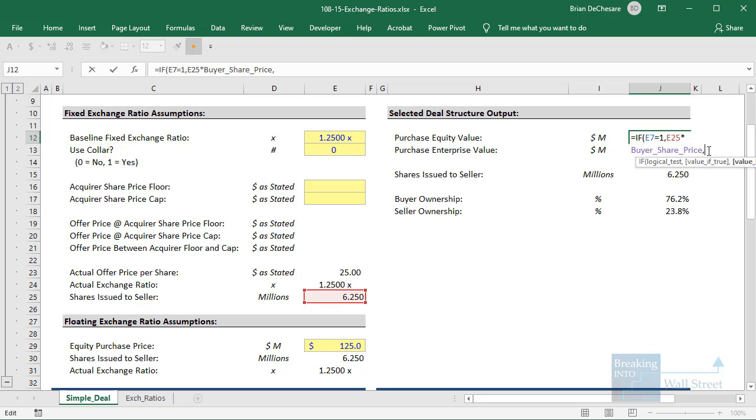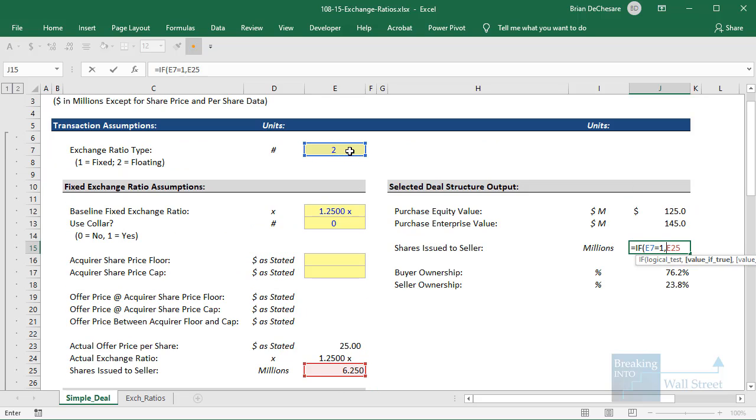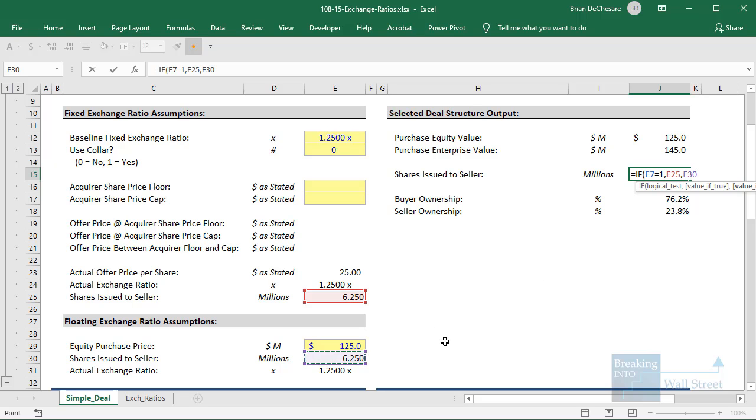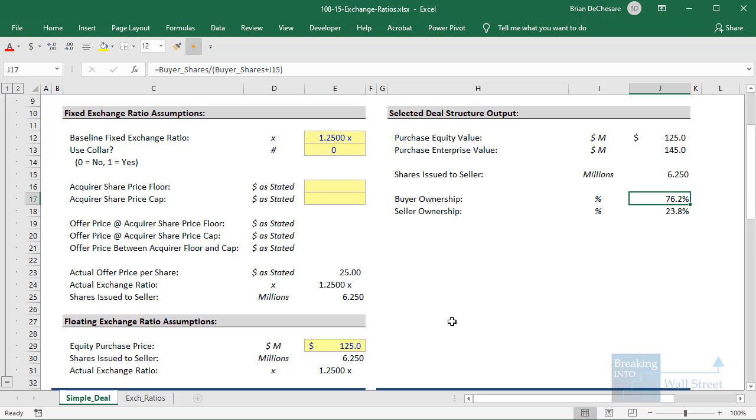But if we're dealing with a floating exchange ratio, then we'll link to our equity purchase price down here instead. So we have that. And then for the shares issued for the seller, it's the same idea. We'll look at this and say that if it's a fixed exchange ratio, we'll link to our number there. Otherwise, we will link to what we calculated down here. And so we have that.